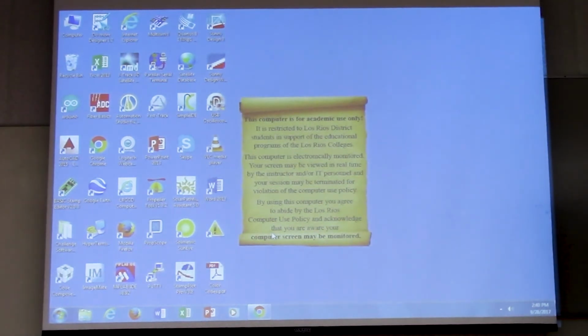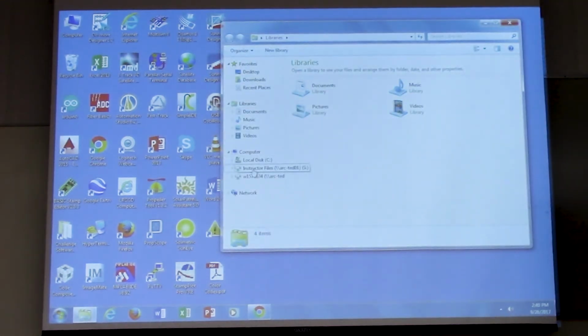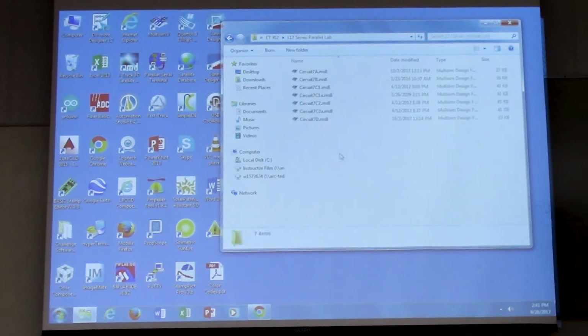All right. For today's lab, we're going to start off with a little bit of multisim. So you're going to go to Instructor Files and then ET302, and this is under L11, the Parallel Resistors lab. I'm sorry, L17, Series Parallel.